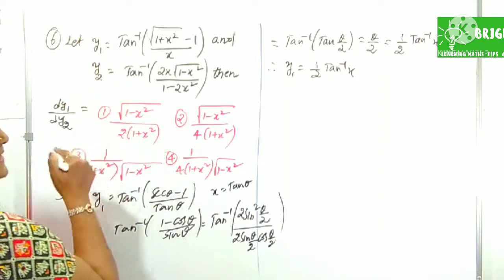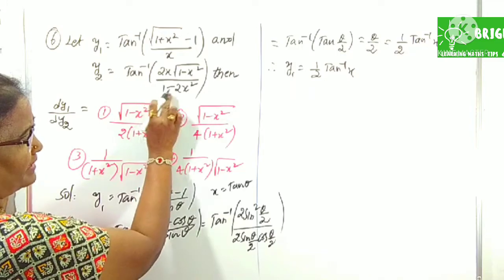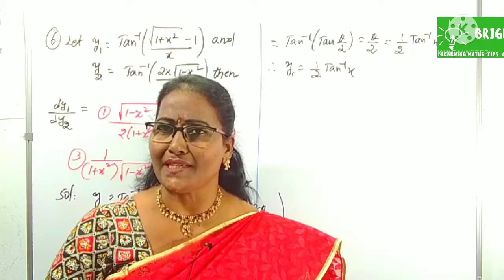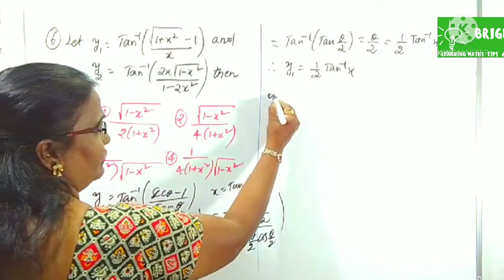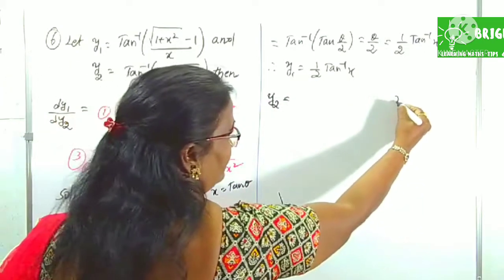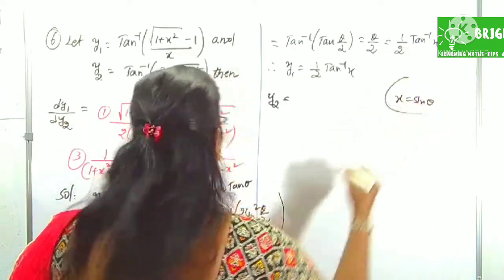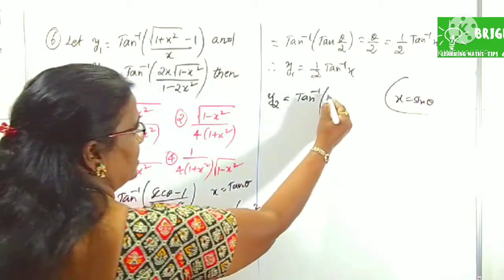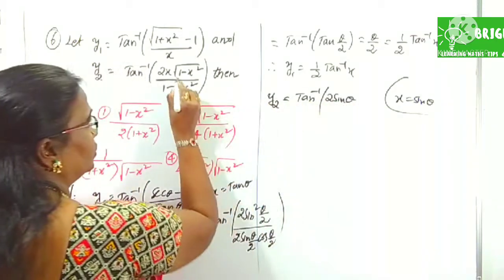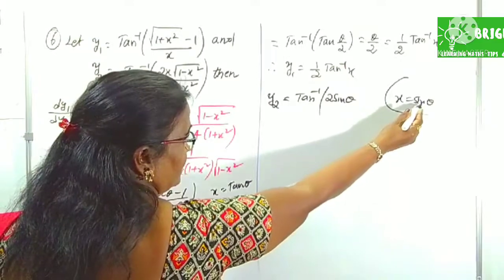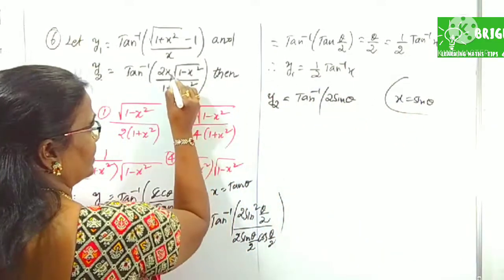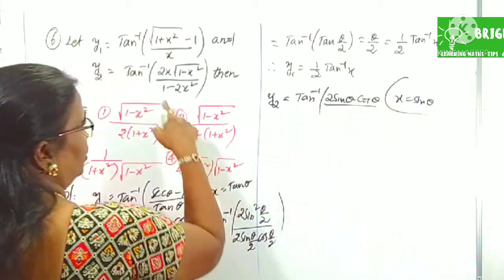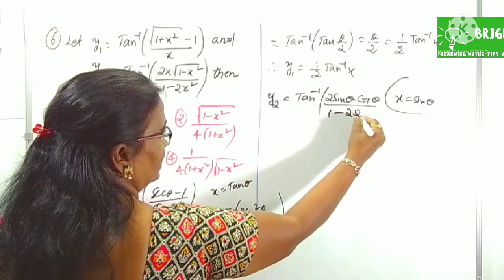For y2, I am taking x is equal to sin theta. You can understand easily: 1 minus 2 sin square theta is cos 2 theta. That's why we can take x is equal to sin theta there. Put x is equal to sin theta. What about y2? Tan inverse of 2 sin theta into root over 1 minus sin square theta, since x is sin theta. 1 minus sin square theta is cos square theta, and under root it is cos theta, over the denominator 1 minus 2 sin square theta.